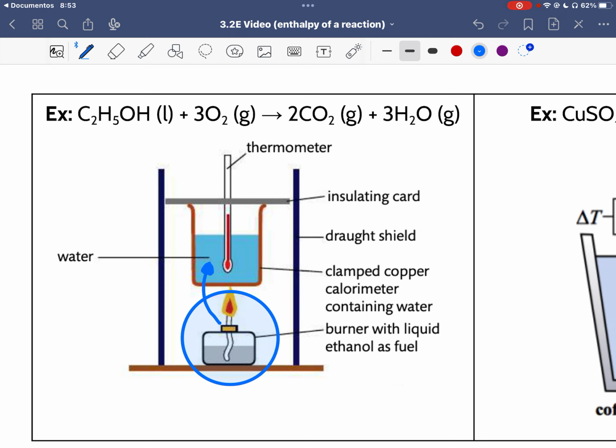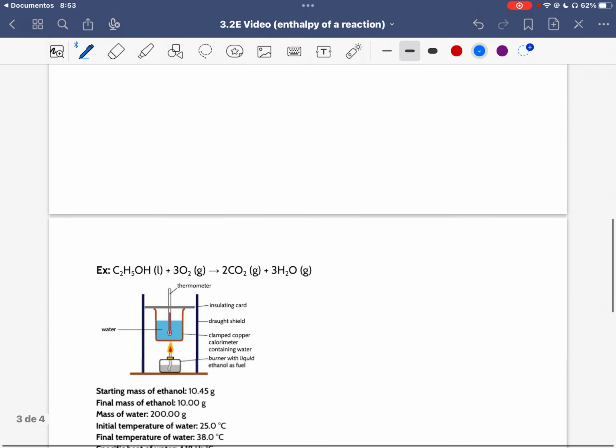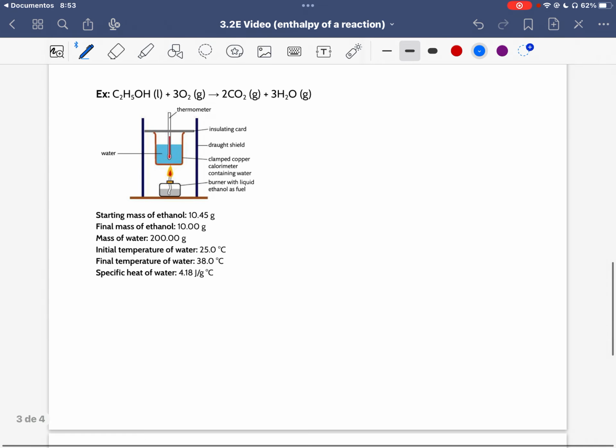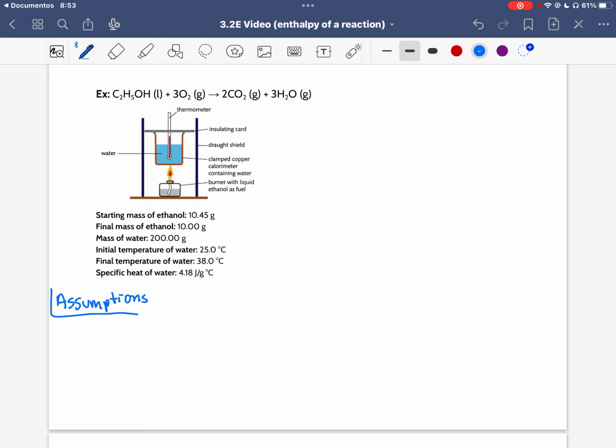We use water because water is a convenient thing to measure its temperature. We know its specific heat really easily. We then use water to find the amount of energy. So we're calculating the amount of energy released by the reaction, assuming that that's going to be the same energy absorbed by the water, and that's how we find the enthalpy change. So let's take a look at this. And I want us to keep track of, there's a few assumptions we're going to have to make in order to make our calculations work here.